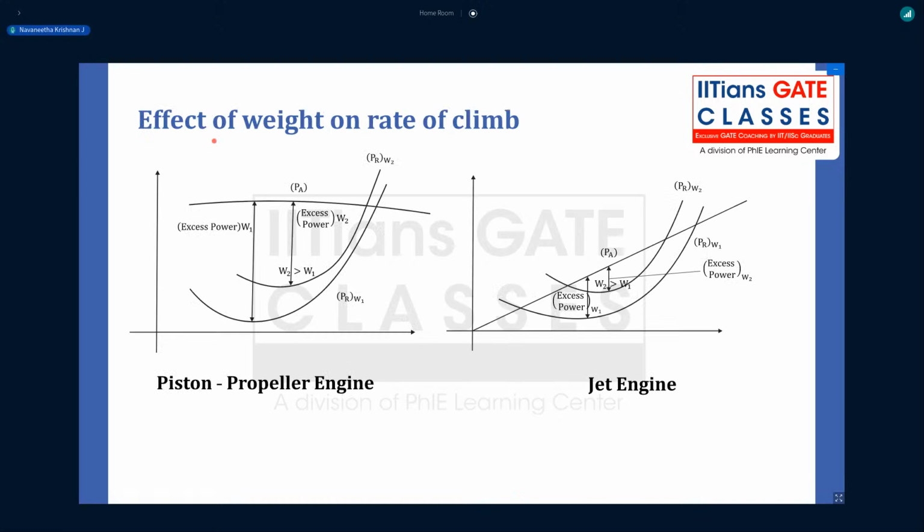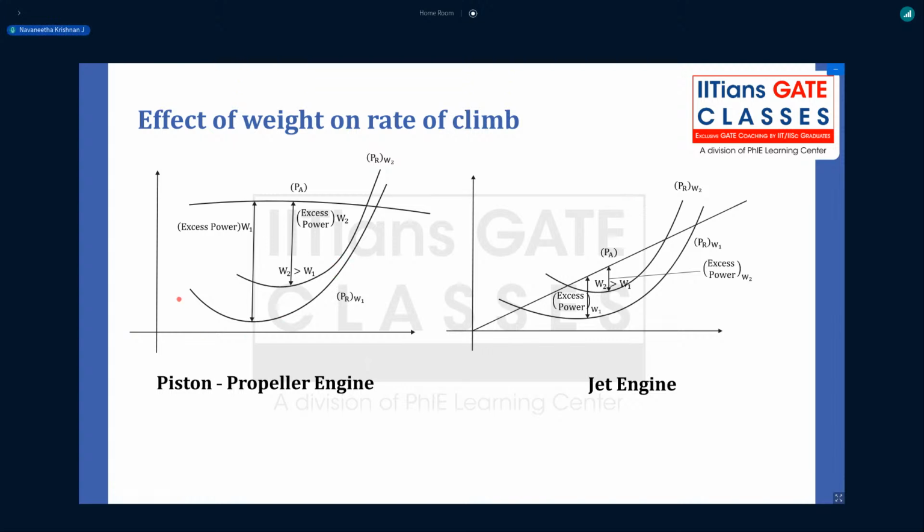What is the effect of weight on rate of climb? See, if you select an engine, it will produce some power only. We cannot change the engine power. So whatever the weight, that much power only is available. The engine can deliver that much power only. So power available doesn't depend on the weight of the aircraft. It is only based on the engine you have selected.